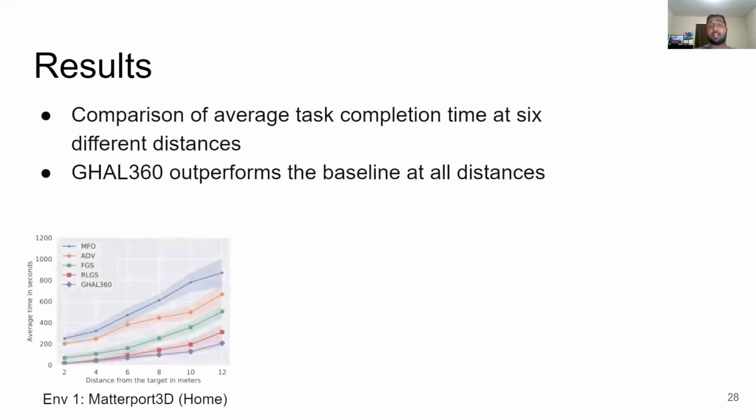Now we'll see the results that we obtain after comparing GAL 360 with the 4 different baselines that we talked about. The first figure that you see is from the Matterport 3D dataset, and we use a home environment from that. The x-axis on that figure shows the distance of the robot from the target object, whereas the y-axis shows the average time in seconds it took for the robot to reach the object of interest. Comparison was done between the task completion time at 6 different distances. We see that GAL 360 took the least amount of time compared to the baseline to find the target object.